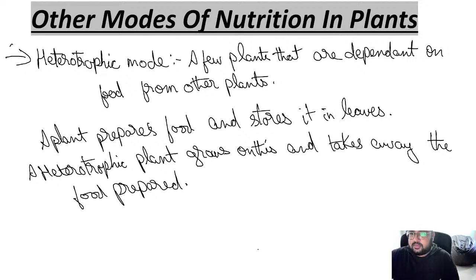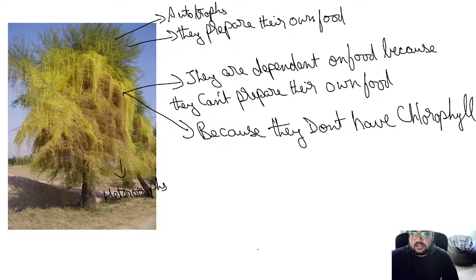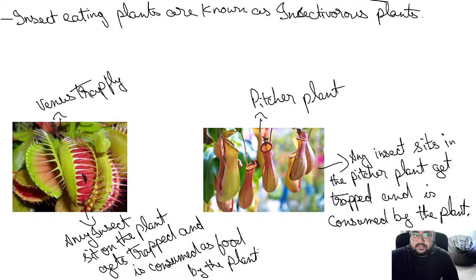And the other mode of nutrition in plants was what we spoke about in the last class. We spoke about a plant called Cassytha, a funny name, but yeah. We spoke about how there are heterotrophs even in plants. Autotrophs are those who prepare their own food, and heterotrophs are dependent on food from other living organisms. And we spoke about insectivorous plants, that is Venus flytrap and pitcher plant.